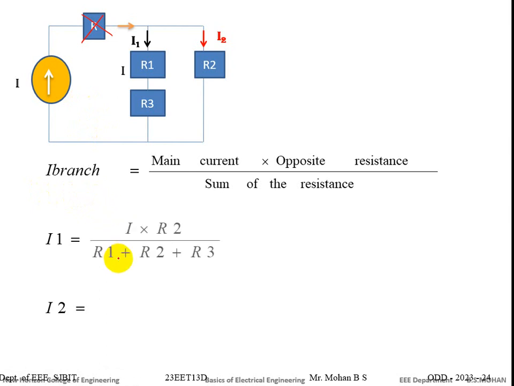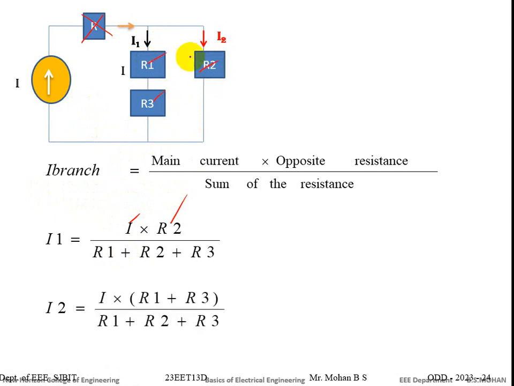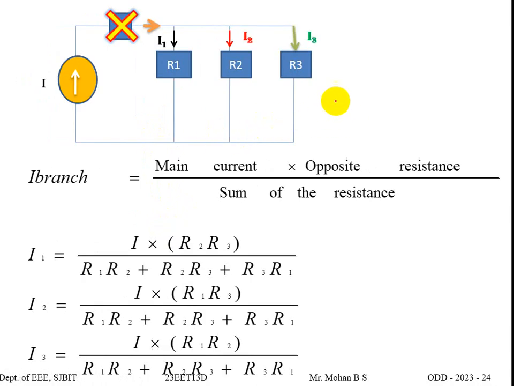So let's verify them. For I1, the main current is I, the opposite resistance is R2, divided by the sum of the 3 resistances. Now for I2, the main current is I, the opposite resistance is R1 plus R3, divided by R1 plus R2 plus R3. I'm not deriving this. I'll do the derivation part for you. Anyway, it will not be asked in the exam. But just in case the 3 branches are parallel, you can make a note. How do we write the equation for I1, I2 and I3?